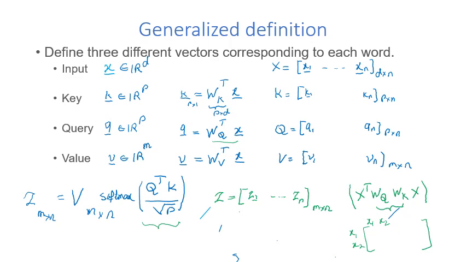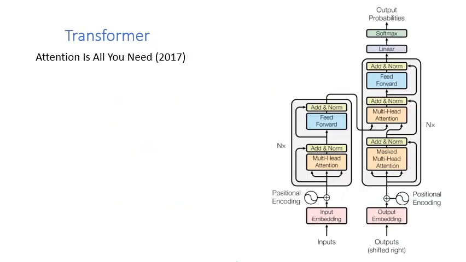So we basically projected x in different spaces, and then we computed the similarity between them, and it's not symmetric. It's like the difference between divergence and distance. It's one direction. Okay, now that we know attention, let's look at transformer.